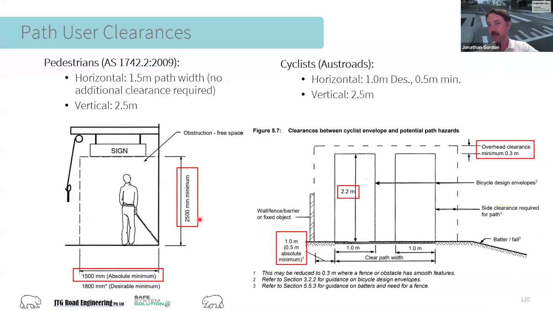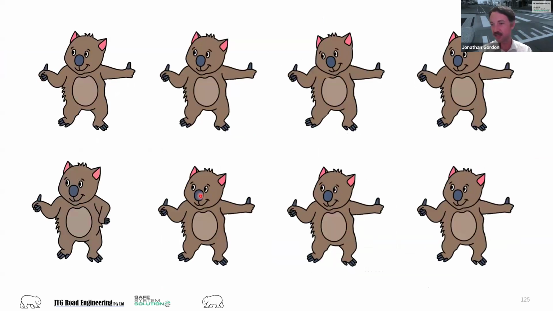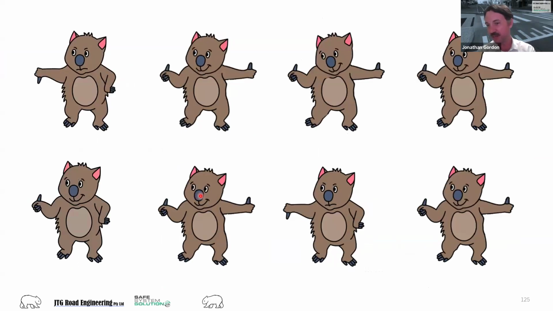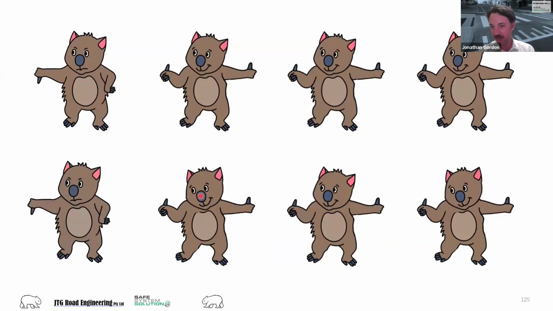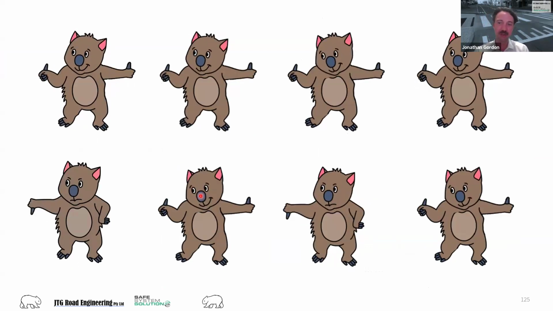If you've got any power pole stays, but also other vertical obstructions near your crossing locations, please consider these sort of clearance requirements for your project. And with a bunch of dancing wombats, that takes us to the end of module 1 and day 1. So it's been a real pleasure presenting to you today. I'm looking forward to presenting in a couple of days as well, module 2.